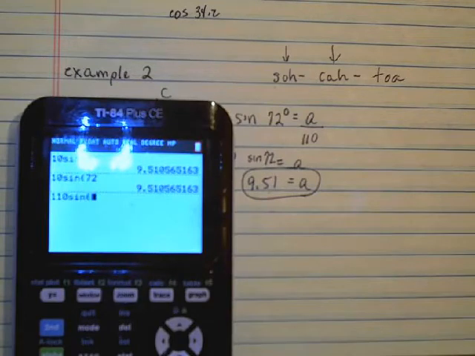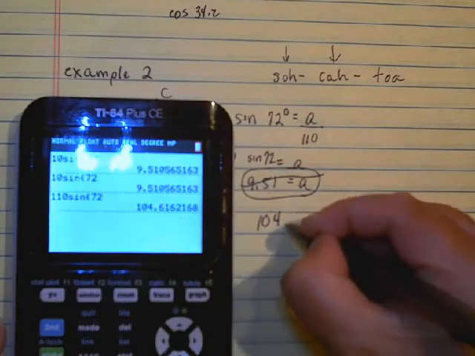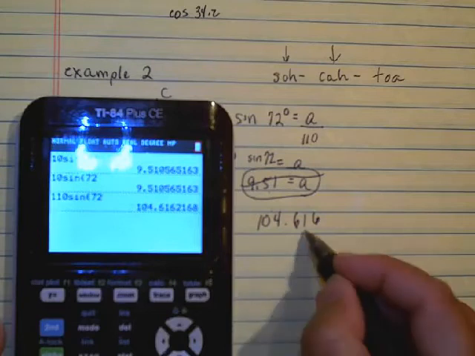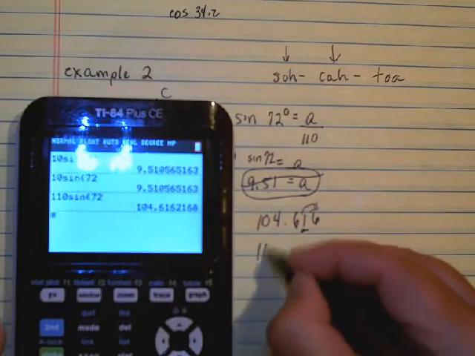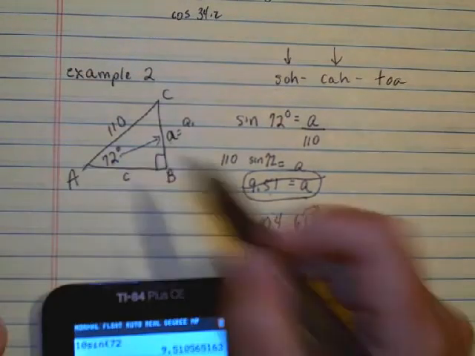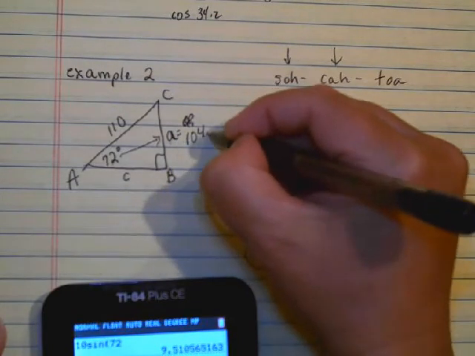So I'm going to fix that. 104.616. So if I'm going 2 places after the decimal, that's there, I'm going to look backwards, so this is going to round up. So 104.62. That seems more likely if this is 110, that this would be 104.62.